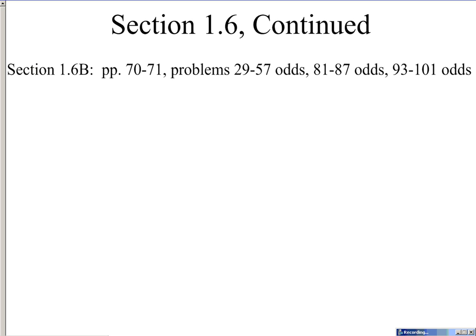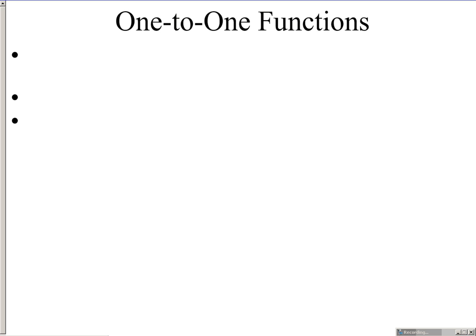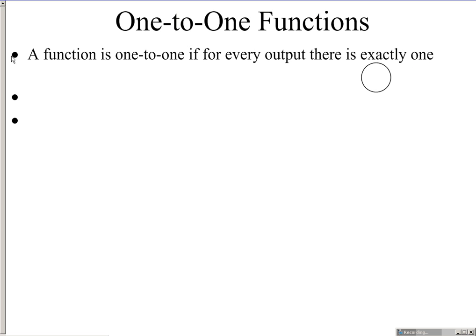Section 1.6 Part B, one-to-one functions. A function is one-to-one if for every output, there is exactly one input.